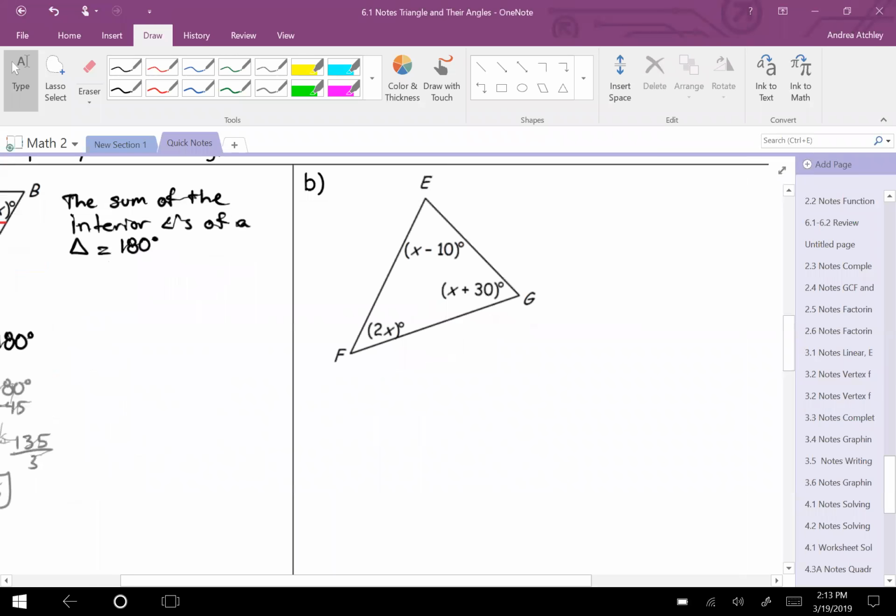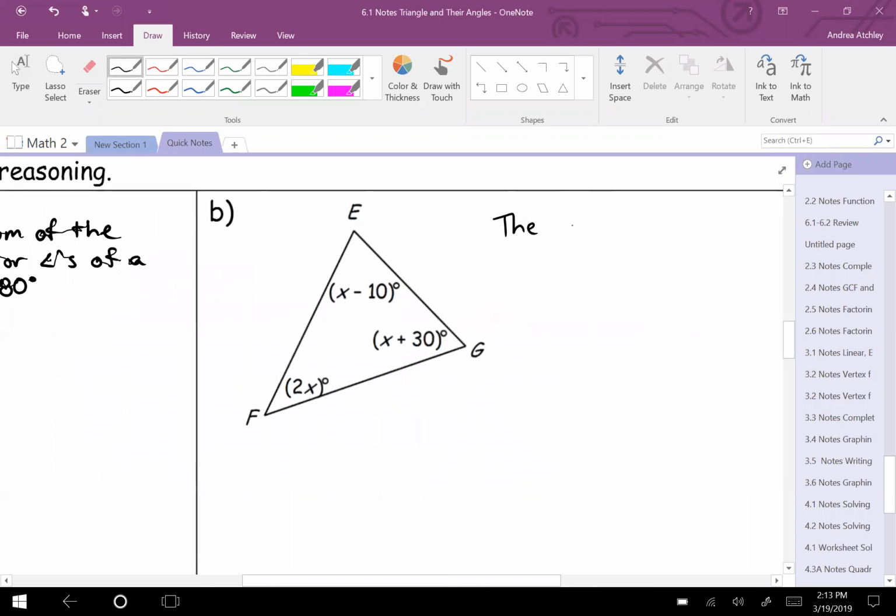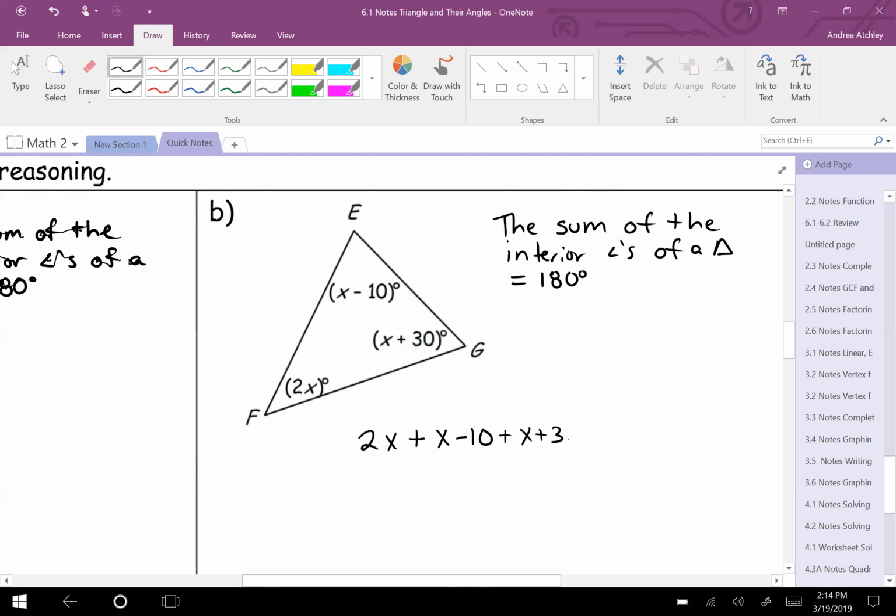So it's the same idea, the sum of the interior angles of a triangle equal 180 degrees. So our equation should have been 2x. Yes.